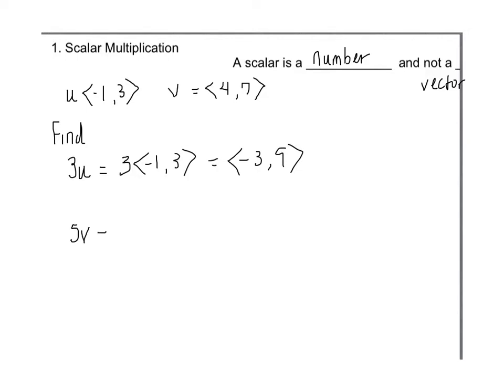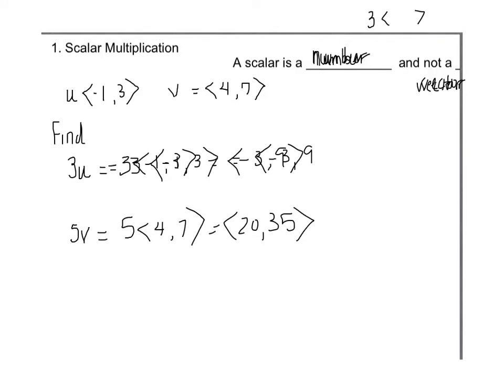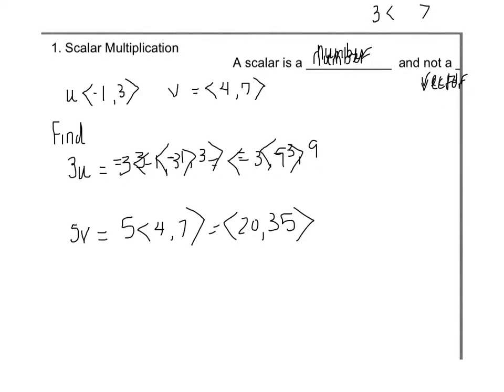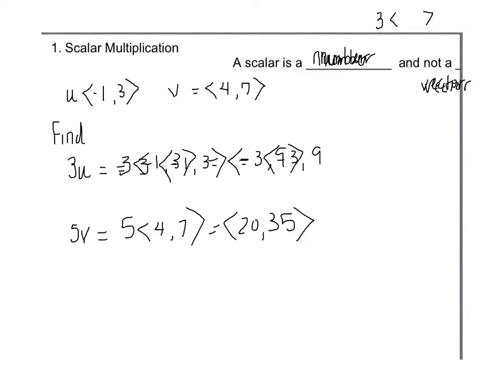And then 5v would be 5 times the vector. So this would be the vector 20, 35. And you can see that it increases the magnitude of the vector. Multiplying times 3 is going to increase the magnitude of the vector.